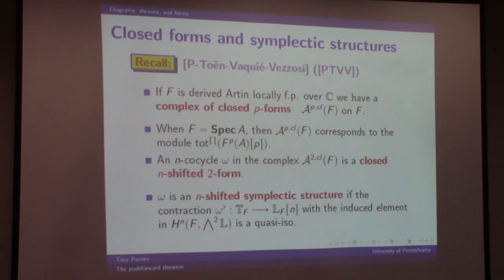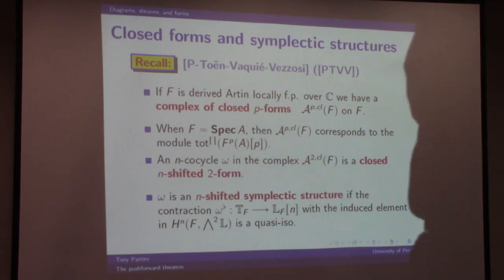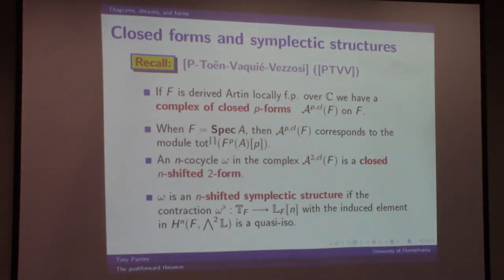And if you have such an n-shifted closed 2-form, you can contract the tangent complex with it. And that's going to send you to the cotangent complex, because it's a two-form. It's going to send you to the cotangent complex shifted by n. And you can call the form non-degenerate if that contraction is a quasi-isomorphism. So that gives you the notion of a shifted closed non-degenerate two-form, which gives rise to this shifted symplectic geometry. So these are the guys that we're interested in.